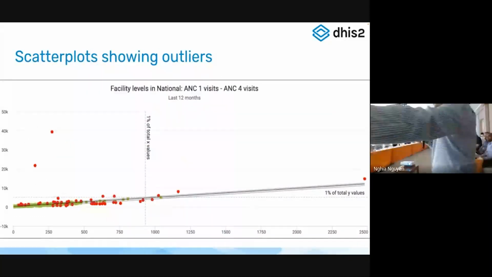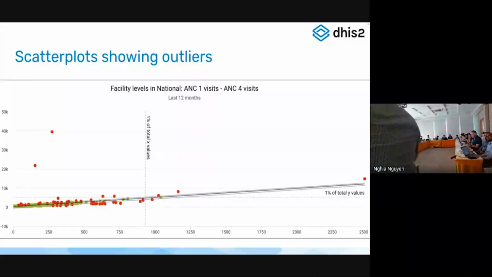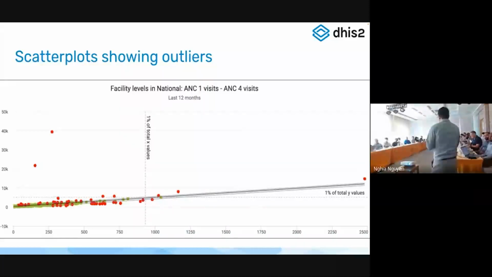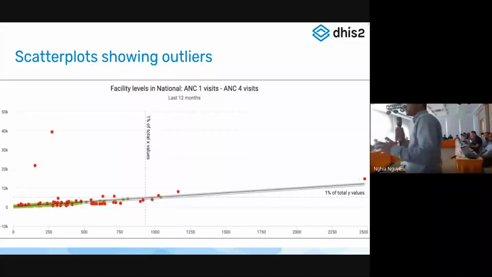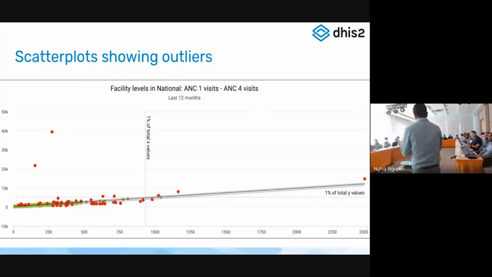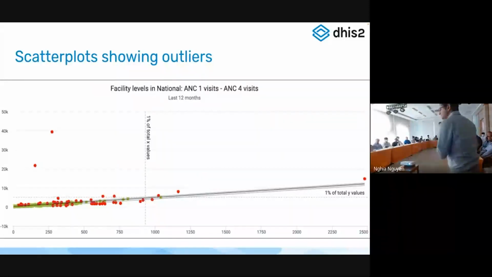Scatter plots are also another visualization type that we have inside of DHIS2, and we can use this to identify outliers on a routine basis. So we can put this on dashboards, and it can help us really view extreme outliers in particular. These are values that are really too high or really too low compared to the other data that we have in our system, right?